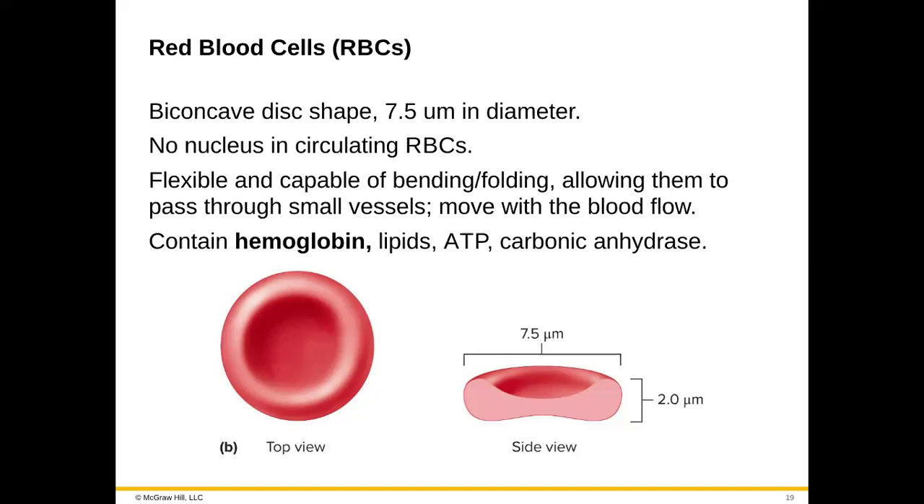Red blood cells also are going to contain hemoglobin, ATP, lipids, and carbonic anhydrase, which we'll talk about a little bit later. But you can see in the image below our biconcave shape. This is looking top down into it. And this is a side view where you can really see the divot in the center.